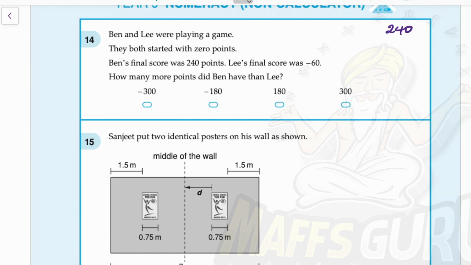We've got 240, imagining a number line. We've got 0, and we've got Lee all the way down here at negative 60. Now, lots of people will add these together and get 180, that's not the right answer. Because what we know is there are 240 points between 240 and 0, and there's these additional 60 points. So the total distance between those, you actually would add them together to give 300 points. Positive 300. Ben's final score was 240. How many more points did Ben have than Lee? So let's just check. Ben was here and Lee was down here. Yeah, so I didn't want to get tricked with that minus 300.